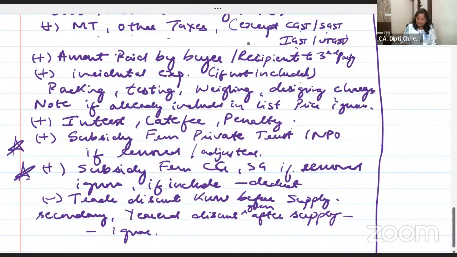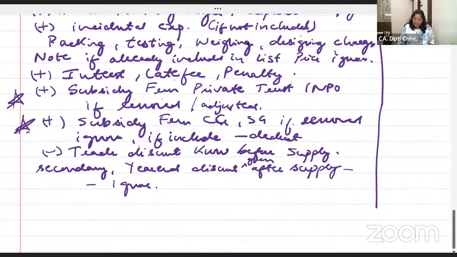Subsidy from the private trust, if it is removed, add back, because private trust subsidy is a part of transaction value. Government subsidy, remove it if you have included it, and if you have already excluded it, ignore. If removed, ignore. If included, minus it. Trade discount known before supply, then deduct. Secondary or year-end discount given after supply, then ignore.